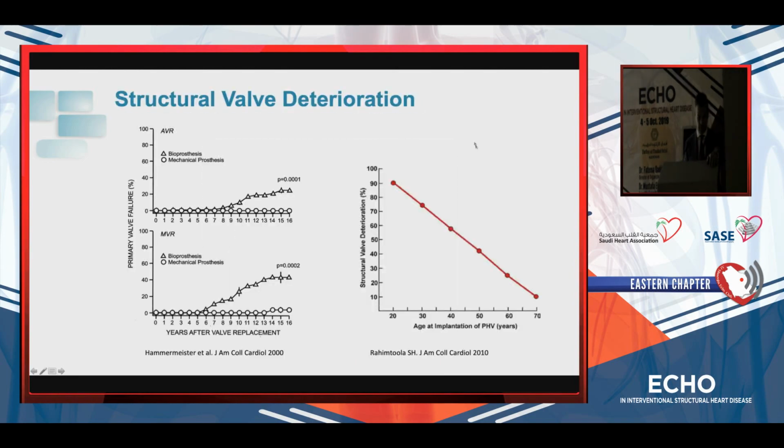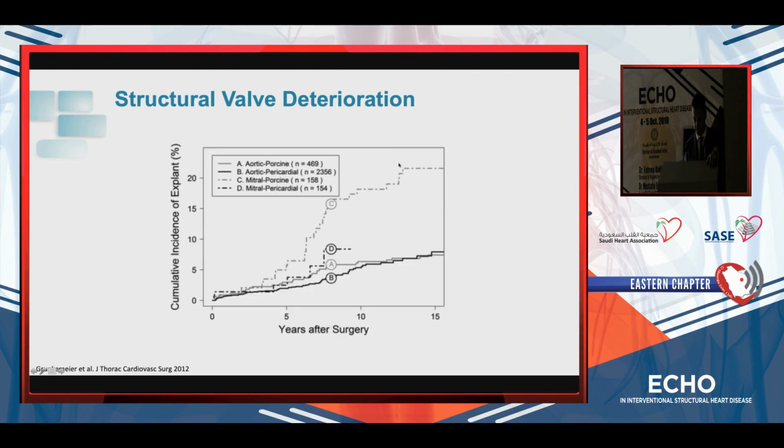And it's a bigger problem with mitral valves, of course, and we can see the bioprosthesis start to deteriorate after 6 years, having 50% at around 50 years that has a structural valve deterioration. And again, the younger you are, the bigger the chance you will have structural valve deterioration.